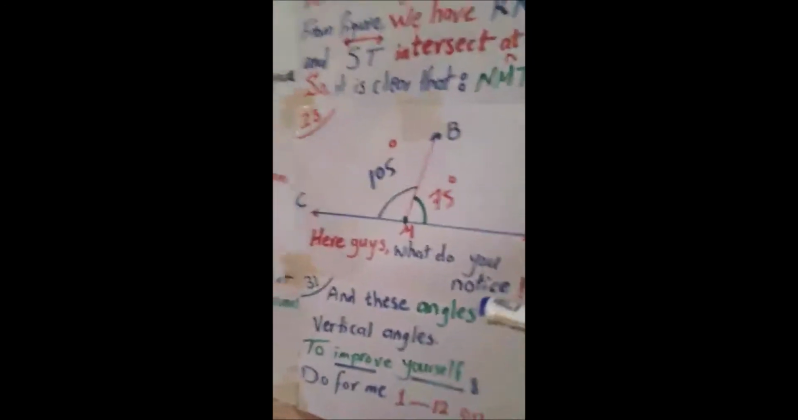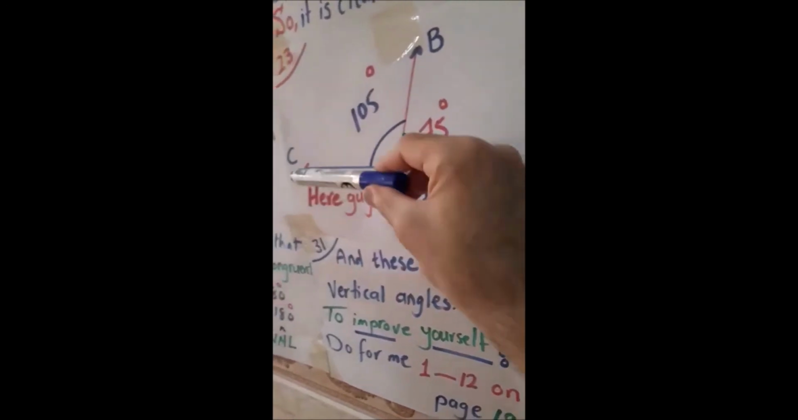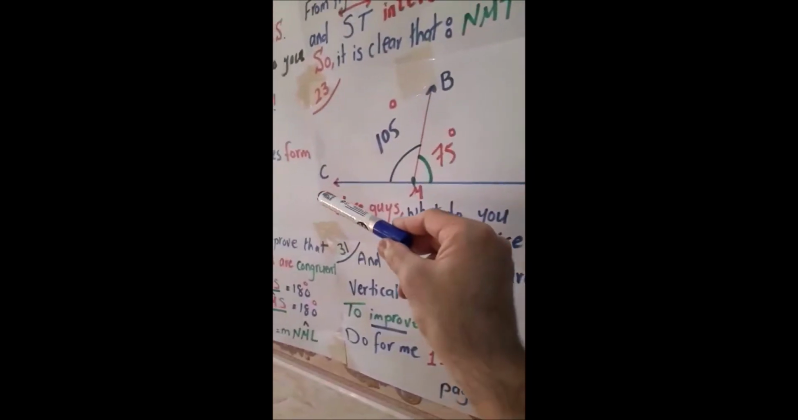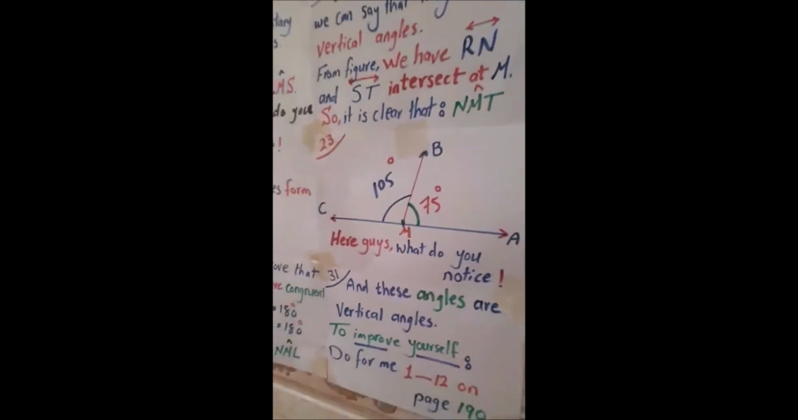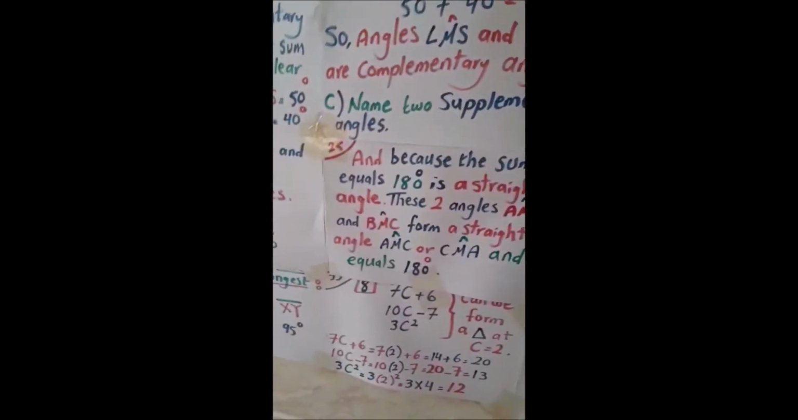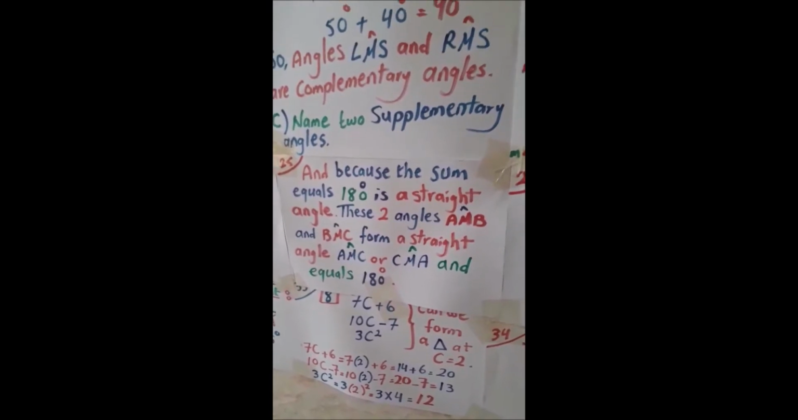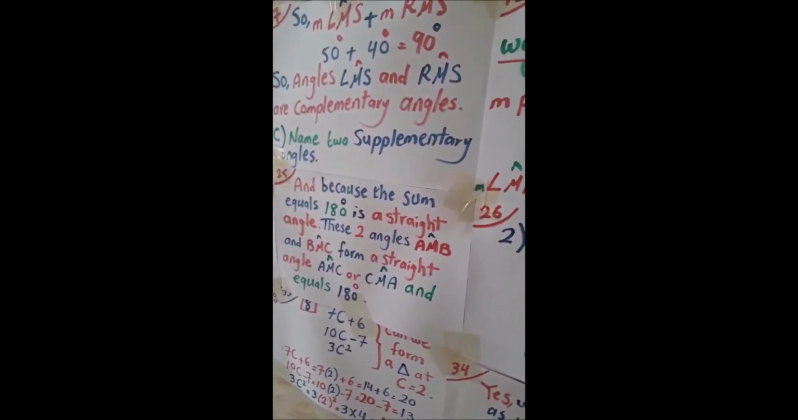Where is it, mister? Can you show us? Yes, of course. This angle with this angle, they form a straight line, and this straight line is the straight angle. Either you call it CMA or AMC, and its measure is equal to 180. Why? Because if you add these two angles, you get 180. It's written here: these two angles AMB and BMC form a straight angle, AMC or CMA, and its measure is 180.